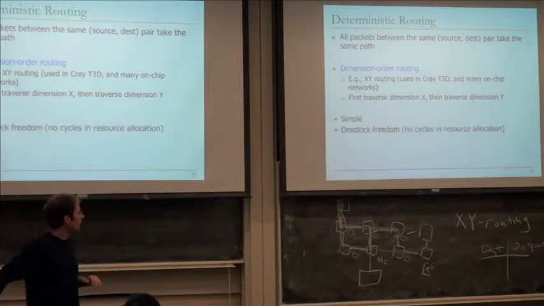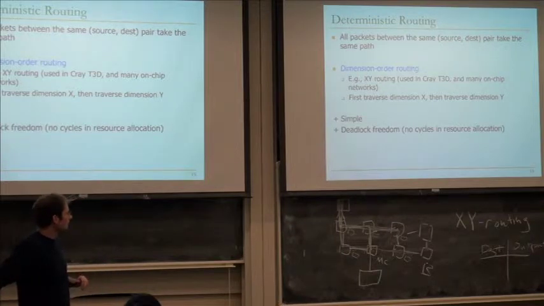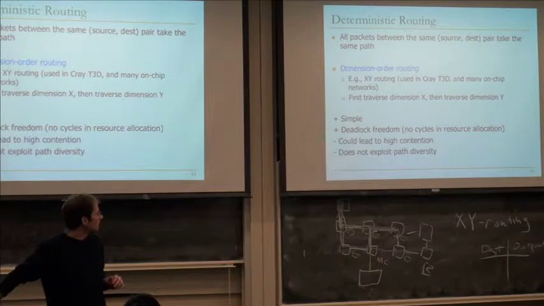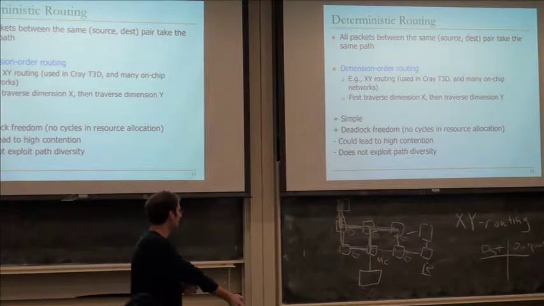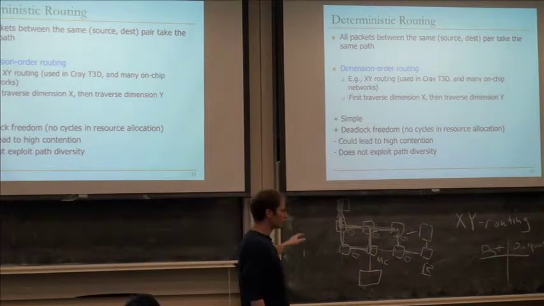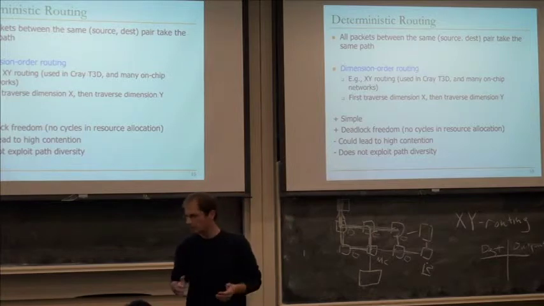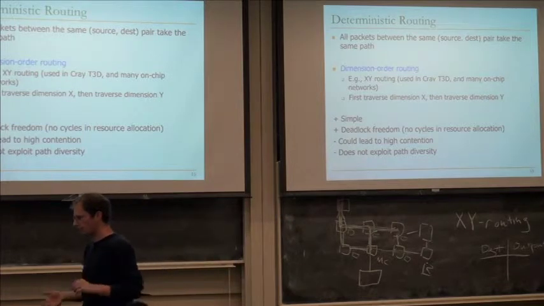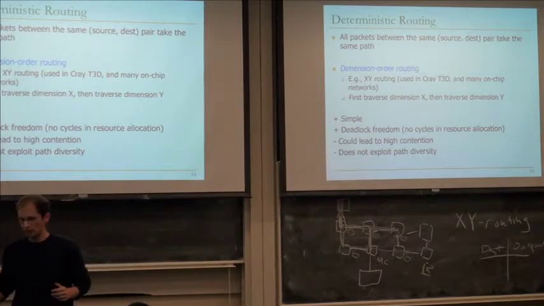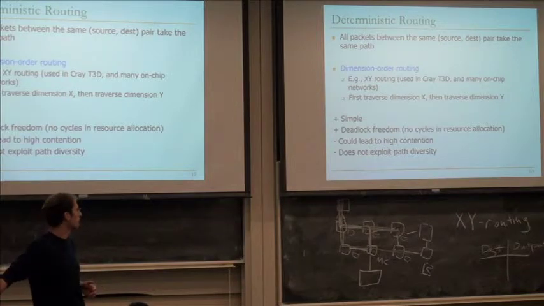Right, so it's simple. There's deadlock freedom, and if we have time, I'll talk about why. The downside is that it could lead to high contention, again, because you could have these static hot paths because of some flows having more traffic than other flows. And so it doesn't exploit path diversity, which could solve that problem.